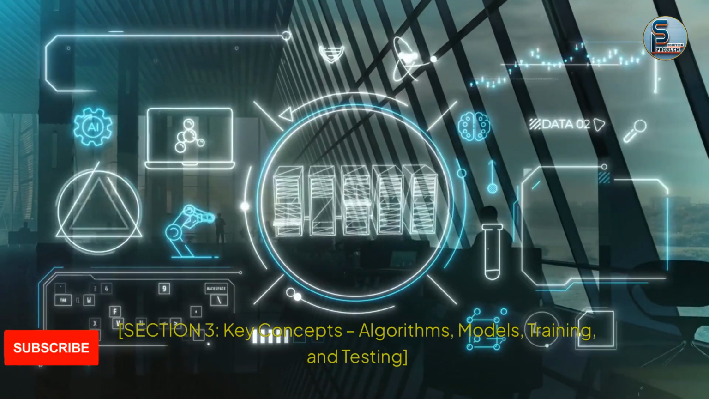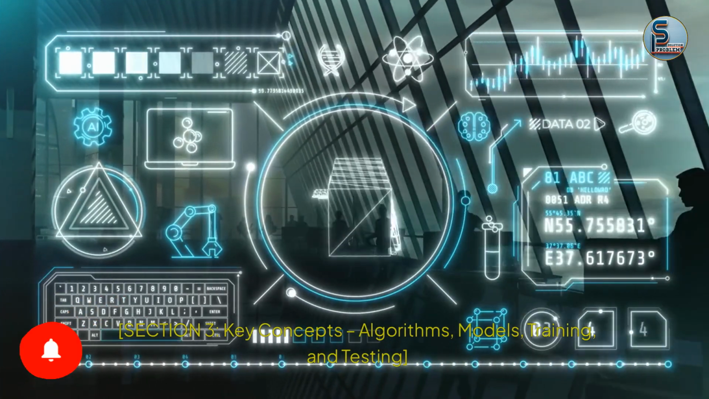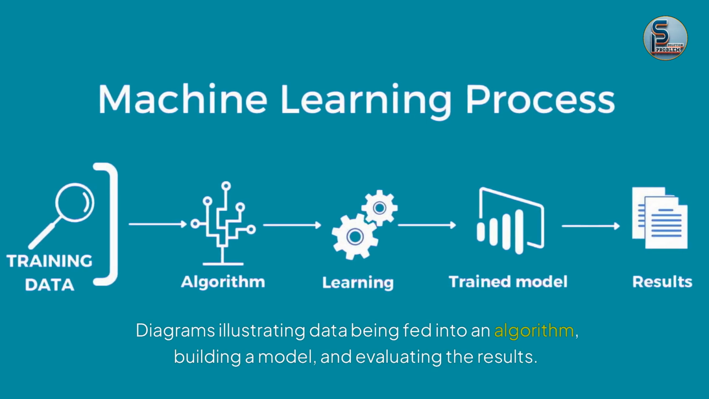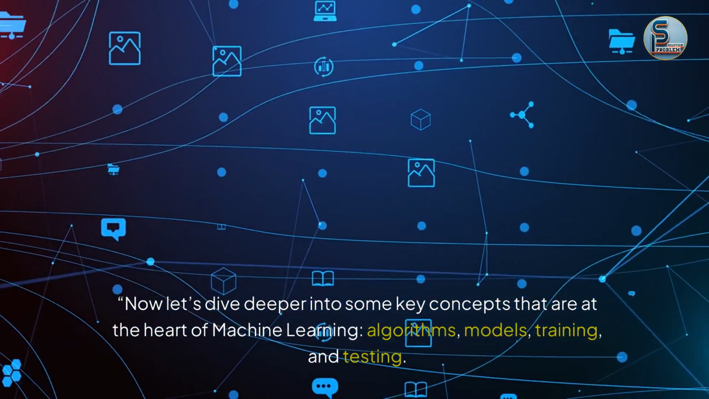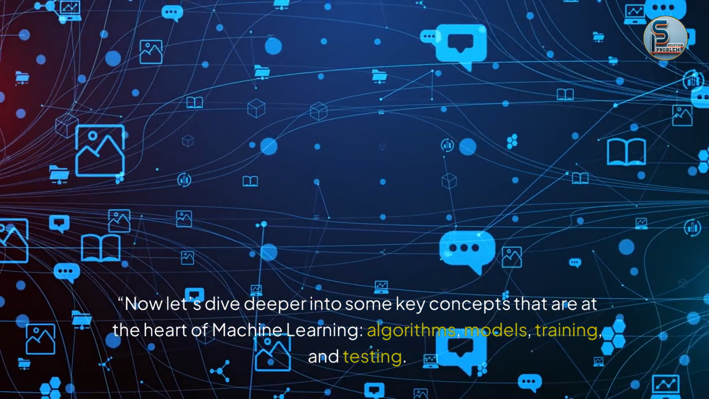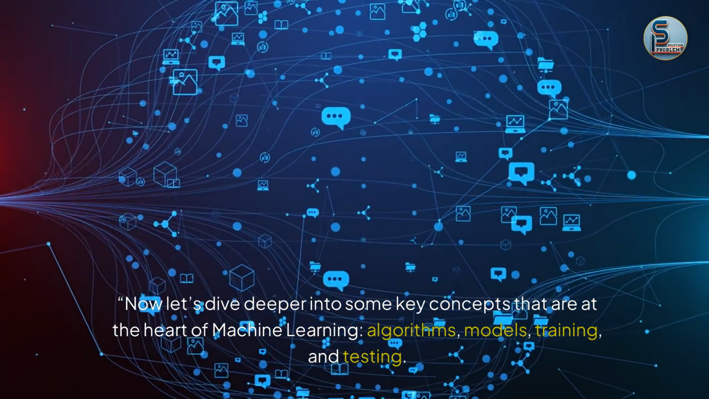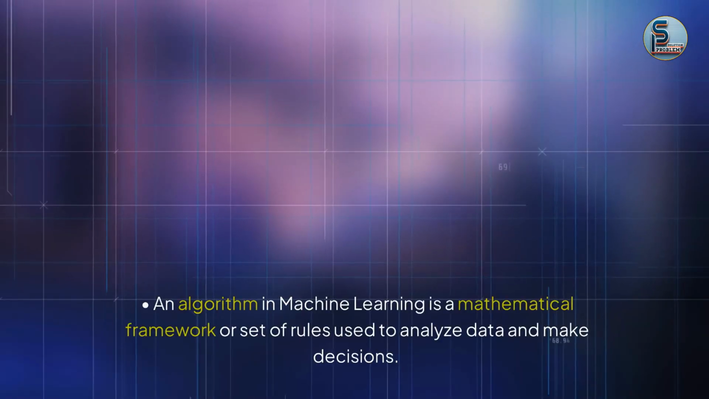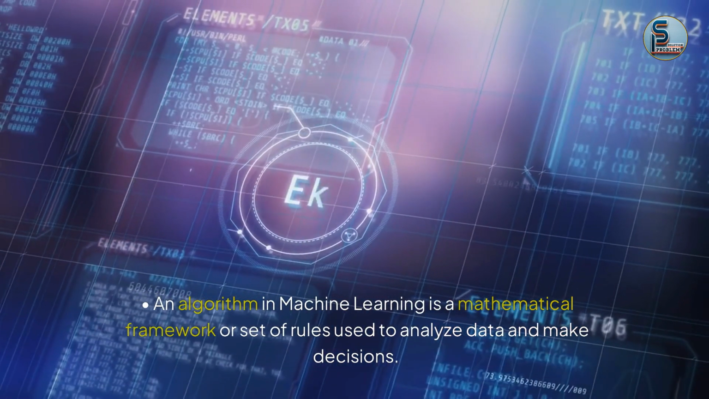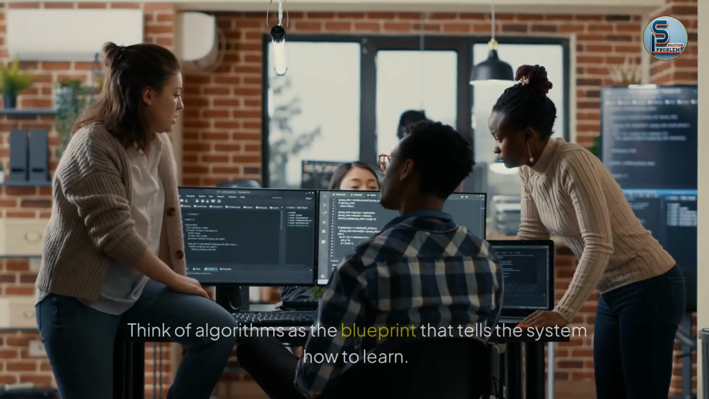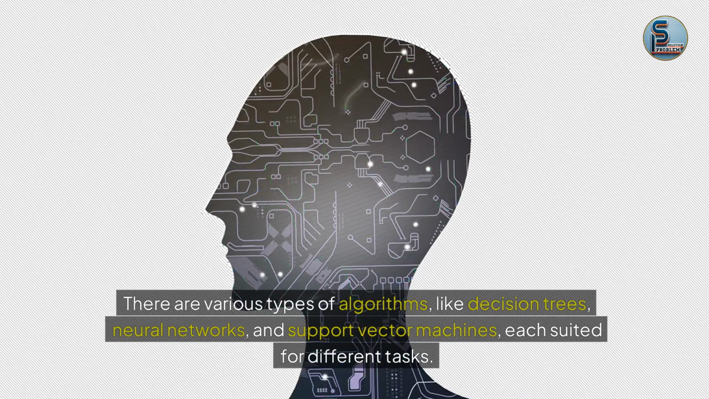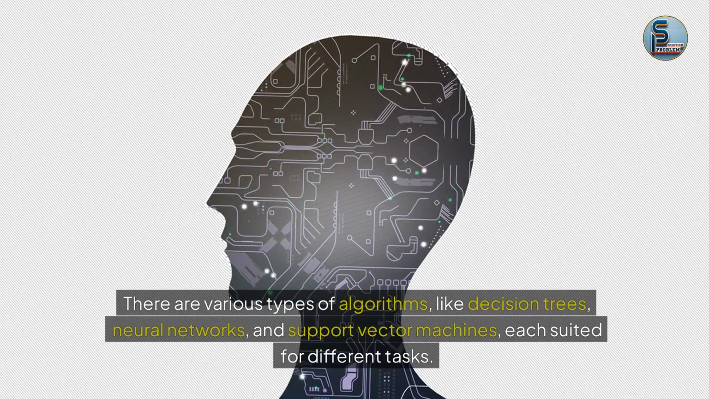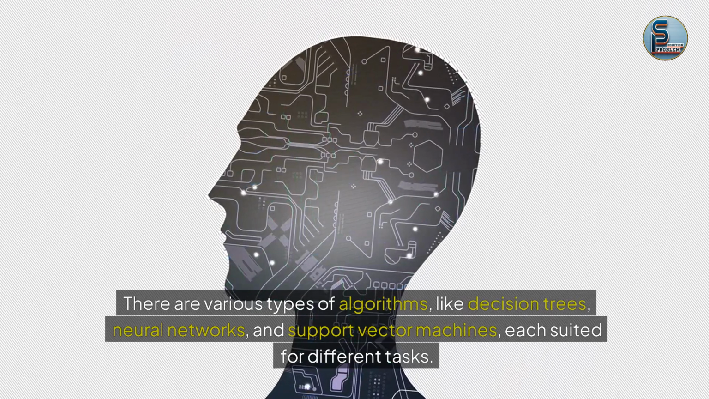Section 3. Key concepts: algorithms, models, training, and testing. Diagrams illustrating data being fed into an algorithm, building a model, and evaluating the results. Now let's dive deeper into some key concepts that are at the heart of machine learning: algorithms, models, training, and testing. An algorithm in machine learning is a mathematical framework or set of rules used to analyze data and make decisions. Think of algorithms as the blueprint that tells the system how to learn. There are various types of algorithms, like decision trees, neural networks, and support vector machines, each suited for different tasks.